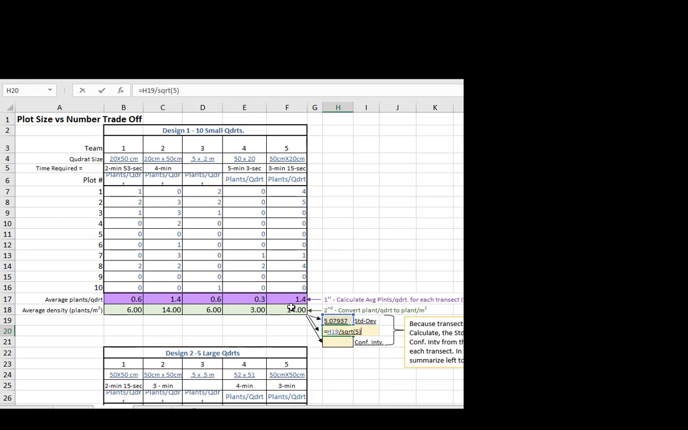Okay, I could do a standard deviation and a standard error for each transect individually, and in that case, the sample size would be 10. But here, because I'm going over each of the transects, my sample size is 5.